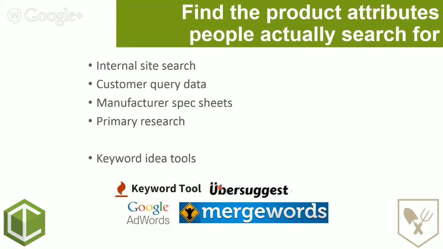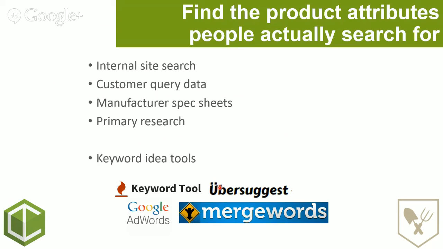The first is the market research, finding the product attributes that people actually search for. The main one that I use is internal site search. So what are people searching your website for? Which product attributes? Another one is customer query data. So this means if they ask questions over the phone or in store, ideally you want to be capturing those and using them in your SEO anyway. So if you've got access to those, that's great.